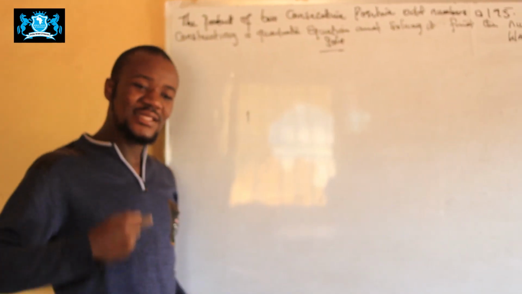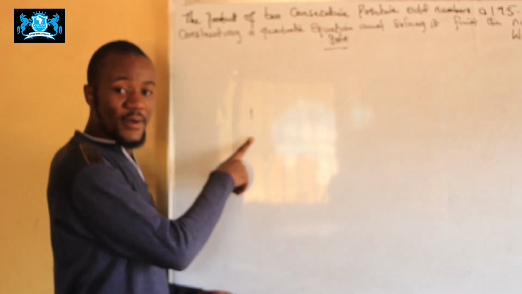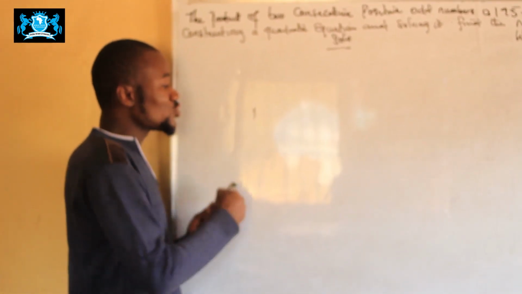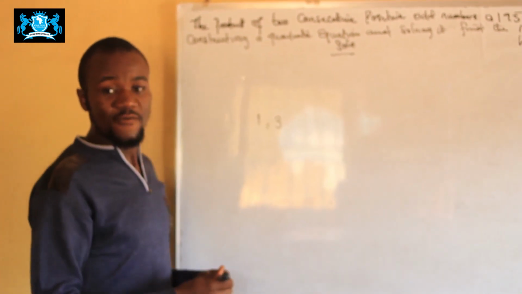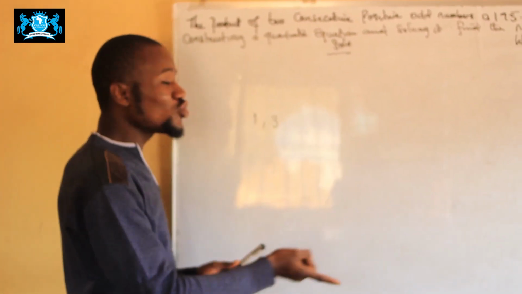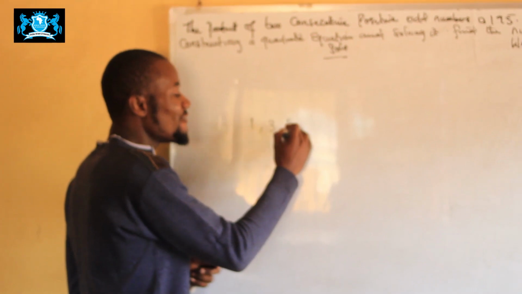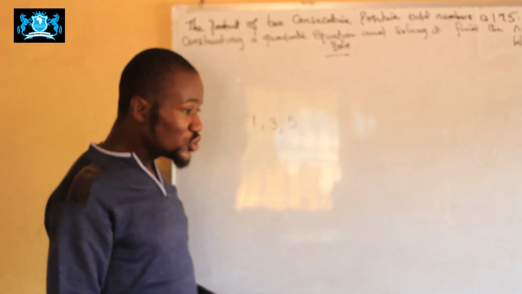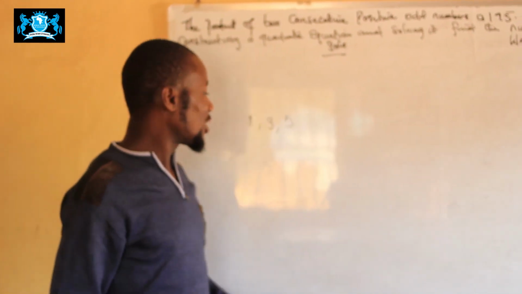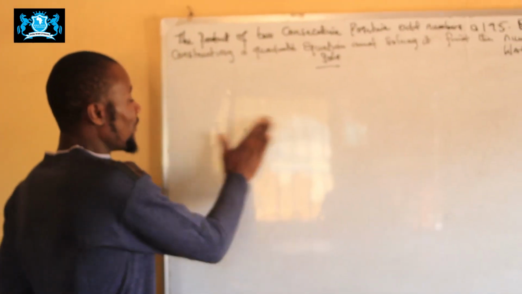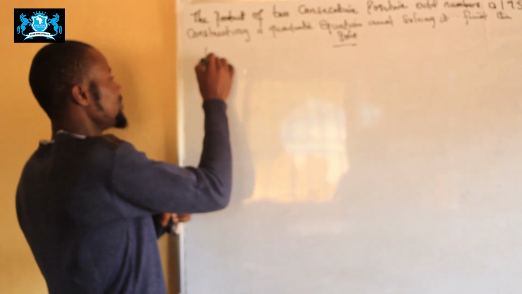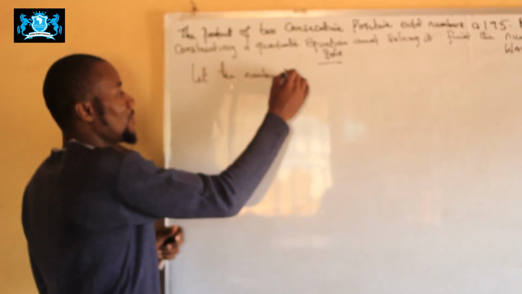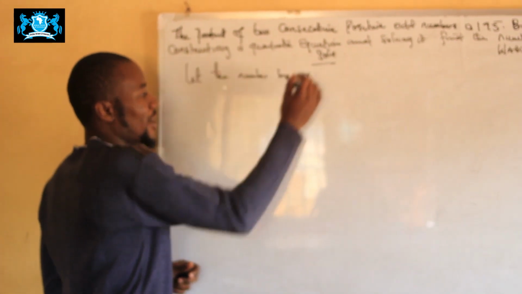Now how can we get the next odd number? Because 1 is an odd number, what can we do to get the next odd number? By adding 2 to 1 to give us 3. If we want the next odd number, we add 2 to 3 to give us 5. As we continue to add 2 to each of them, we continue to get the successive odd numbers. So now we say let the number be y.